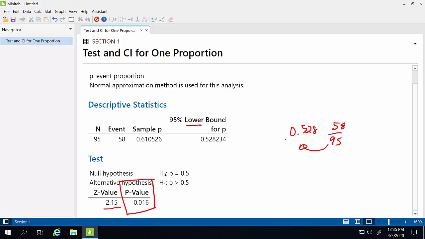Since this lower bound does not come down and scoop in our 50%, in other words, 50% would not be in the confidence interval, we reject the null hypothesis. If 50% is not in the confidence interval, it's highly unlikely that 50% would be the true proportion. So we make the same conclusion that we make with the other methods of calculation.